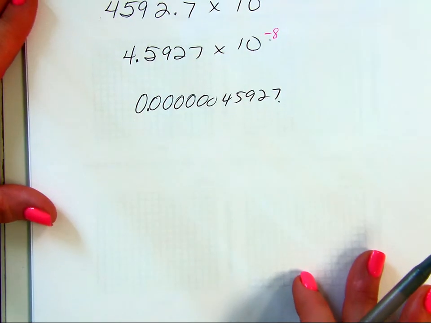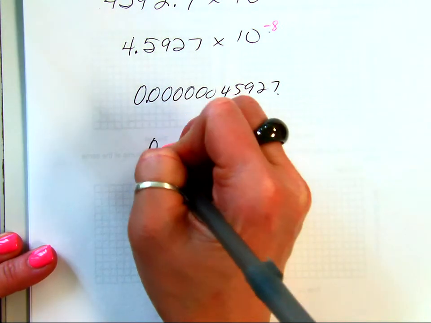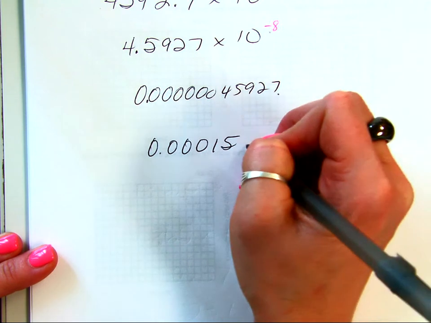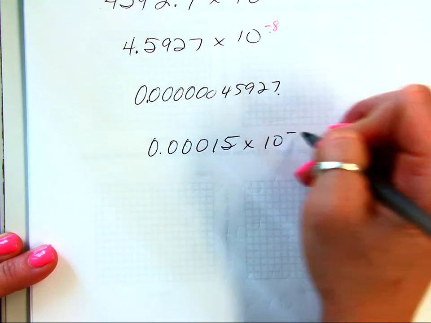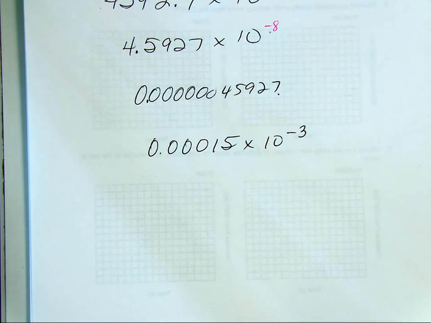Okay, last one, I promise. Ready? 0.00015 times 10 to the negative 3rd. Go ahead and do what you think that answer should be. Put it in, I guess I need to specify, put it in scientific.